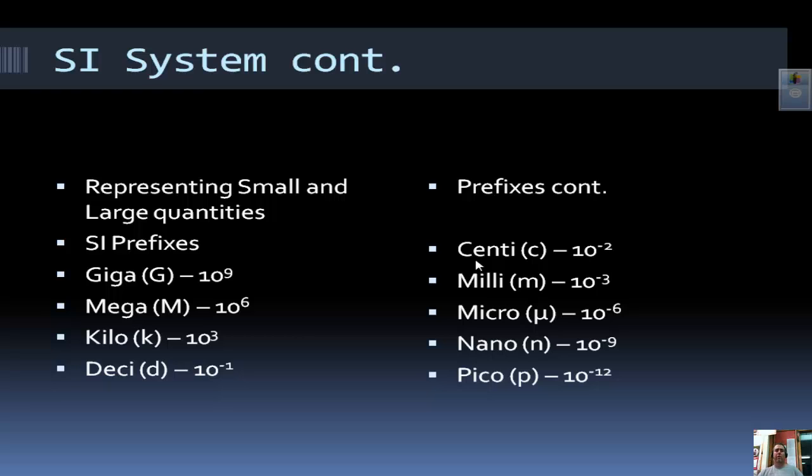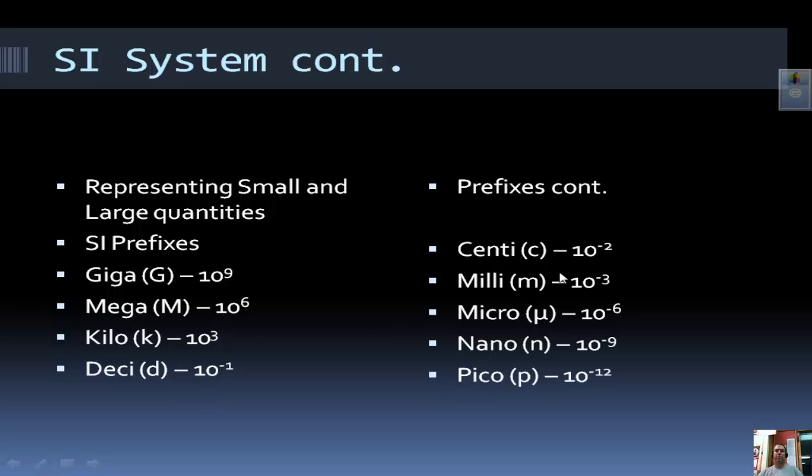This is also going to be a very important set of prefixes that you're going to have to know when we get into a lot of the conversions that we're going to be doing over the next few days. So it's important that you recognize the prefix and know the power of 10 that goes with it.